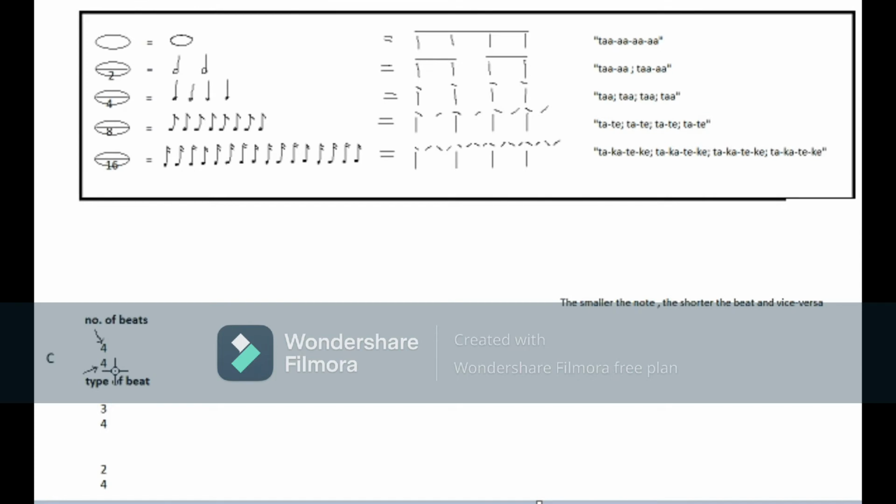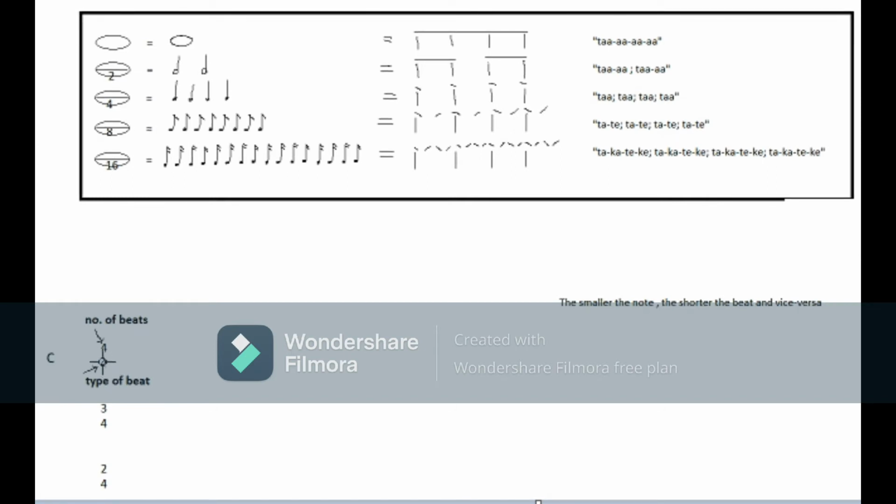Following this rule, a 4/4 time signature means we'll be counting 4 quarter note beats in every measure. What makes me say this? Well, the top number gives us the number of beats. So we'll be counting 4 beats in every measure. And the bottom number tells us the type of beat we'll be counting in.